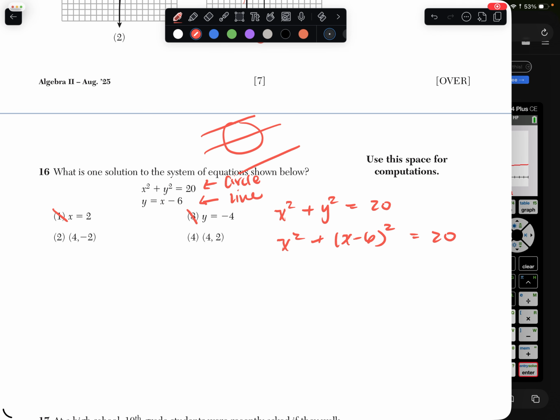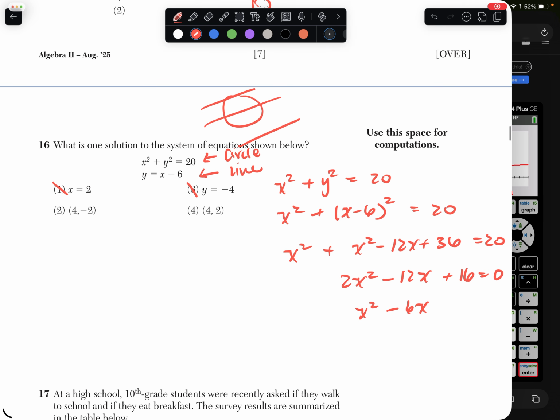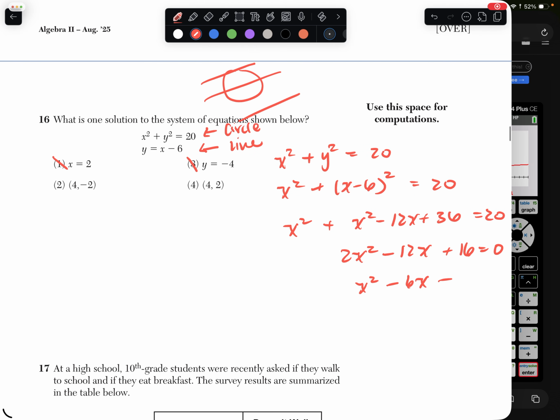So yeah. What I'm going to do is expand this. This becomes x squared minus 12x plus 36, plus x squared equals 20, and then this becomes 2x squared minus 12x plus 16 when I subtract 20, and that's equal to 0. When I'm solving quadratics, I always want it to be equal to 0. To make it easier, I'm going to divide everything by 2. So I get x squared minus 6x plus 8 is equal to 0, and now I'm going to factor.